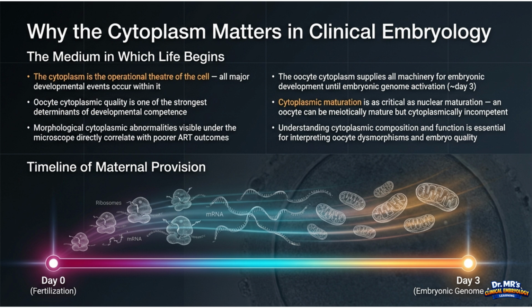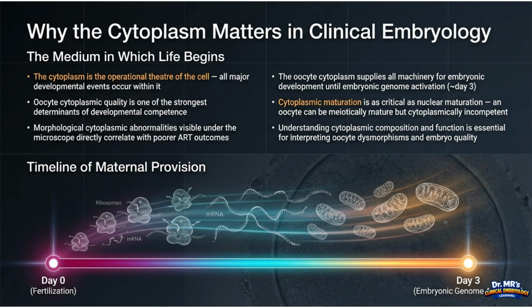This is the central insight of this session. Cytoplasmic quality is one of the strongest determinants of developmental competence that we have. And unlike nuclear maturation, which we can assess fairly directly by looking for the first polar body, cytoplasmic maturation is largely invisible to us with conventional light microscopy. We catch only glimpses of it through the dysmorphisms we observe, the granularities, the vacuoles, the refractile bodies, each of which tells a story about what is happening or failing to happen beneath the surface.